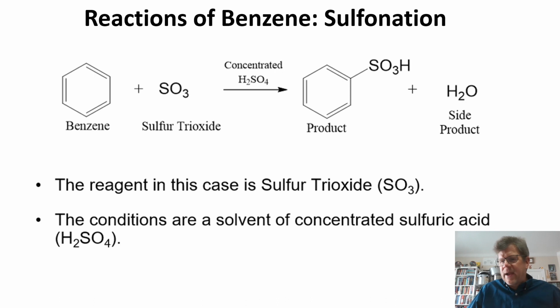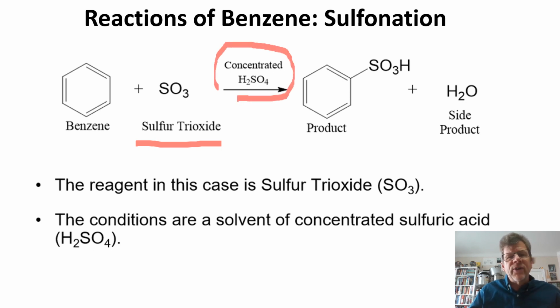So the next reaction of the 3 that we're looking for is called sulfonation. Sulfonation, again, is set up like a normal organic reaction, specifically a substitution reaction. In this case, the reagent is SO3, sulfur trioxide. This is a nasty reagent to work with. I wouldn't recommend it for anyone if you can possibly avoid it, but that is the reagent that we're going to be using. And the conditions for this are a solvent system of concentrated sulfuric acid.